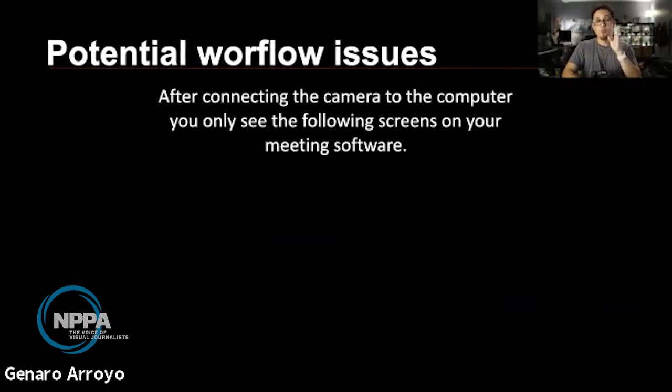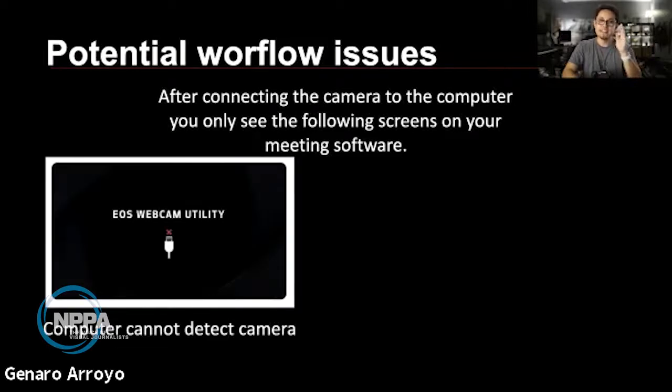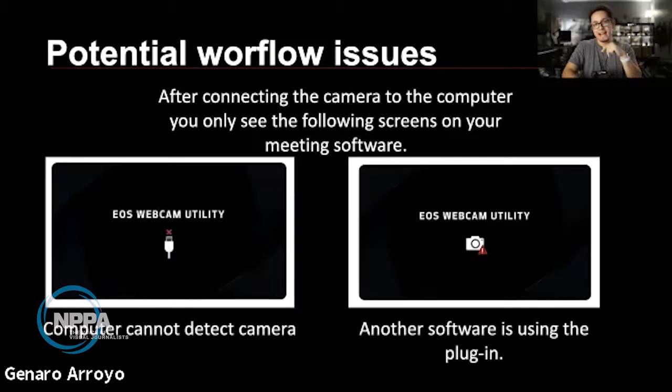Now, when you do have issues, when I get those calls, is when they see a screen like this or like that. The first one with the USB icon, that means that it cannot detect the camera. The other screen with the camera icon and with the exclamation mark means that another software is using the plugin.